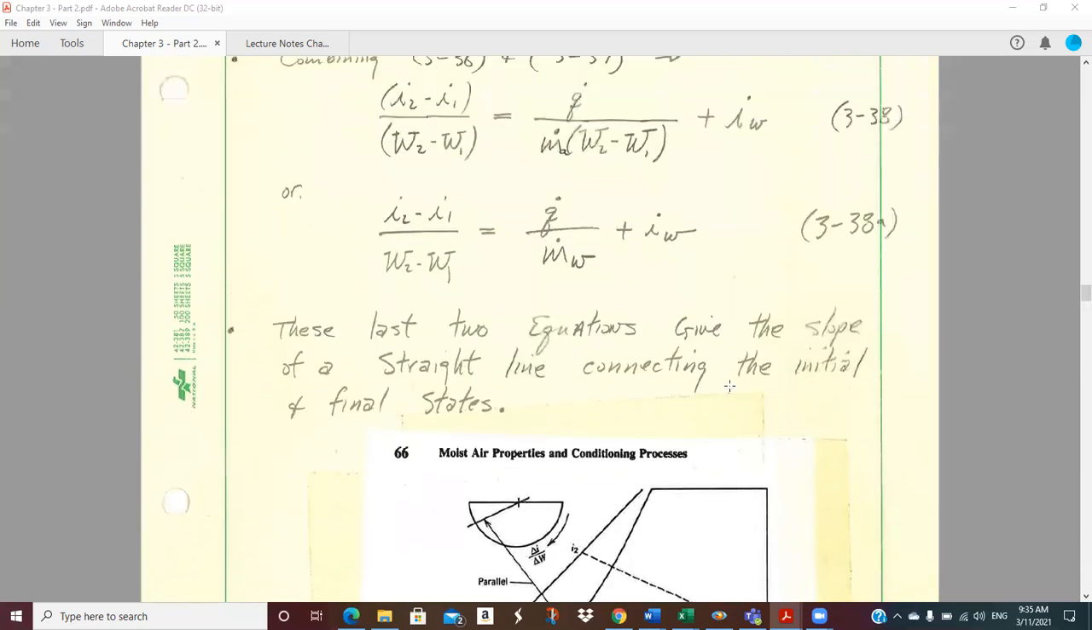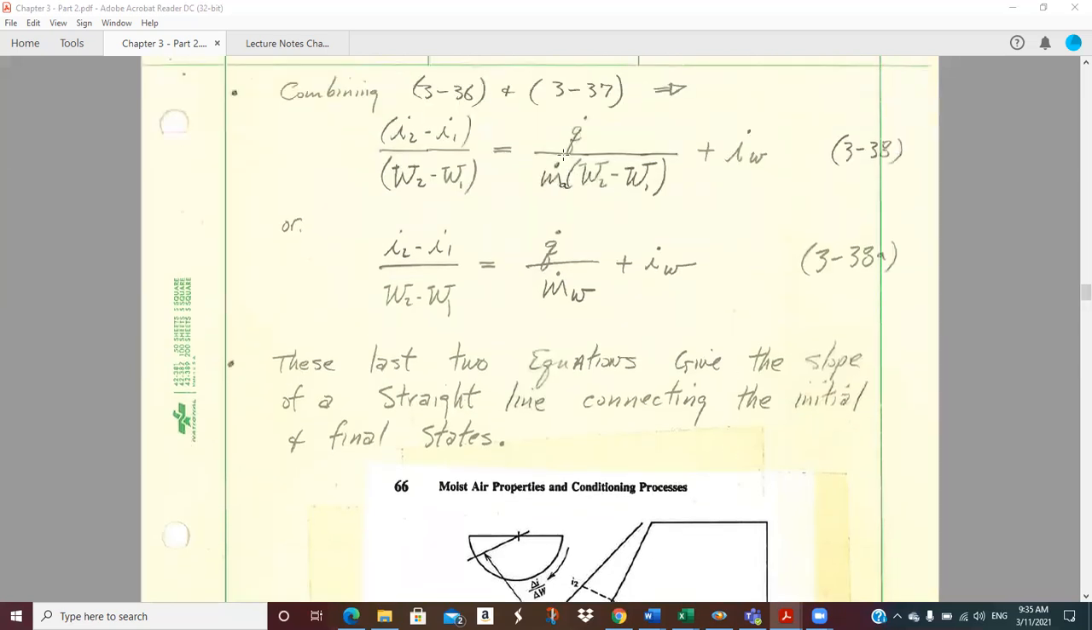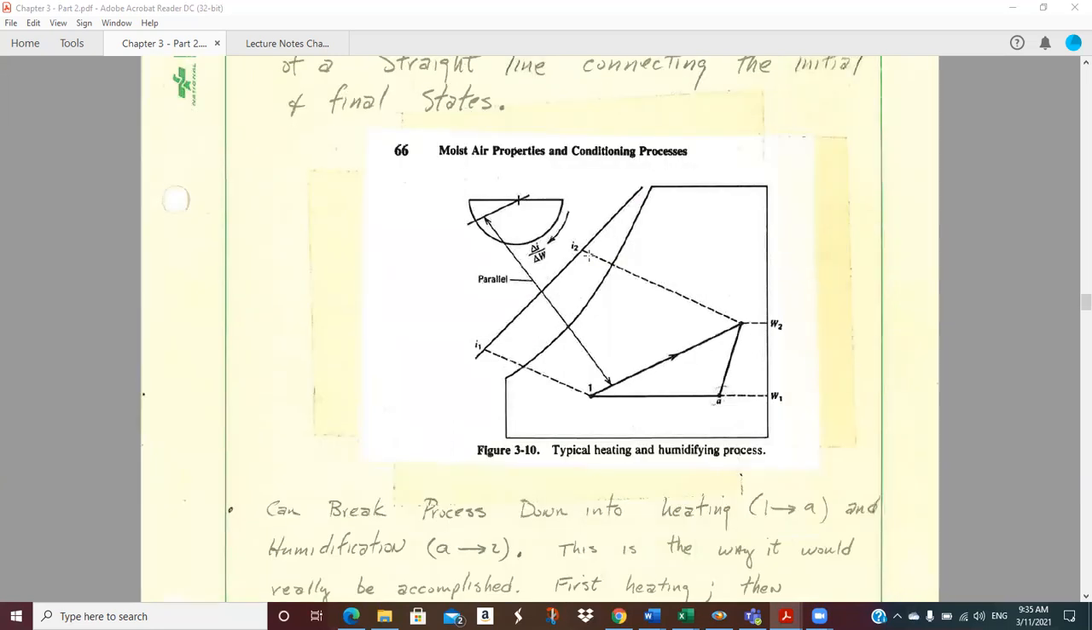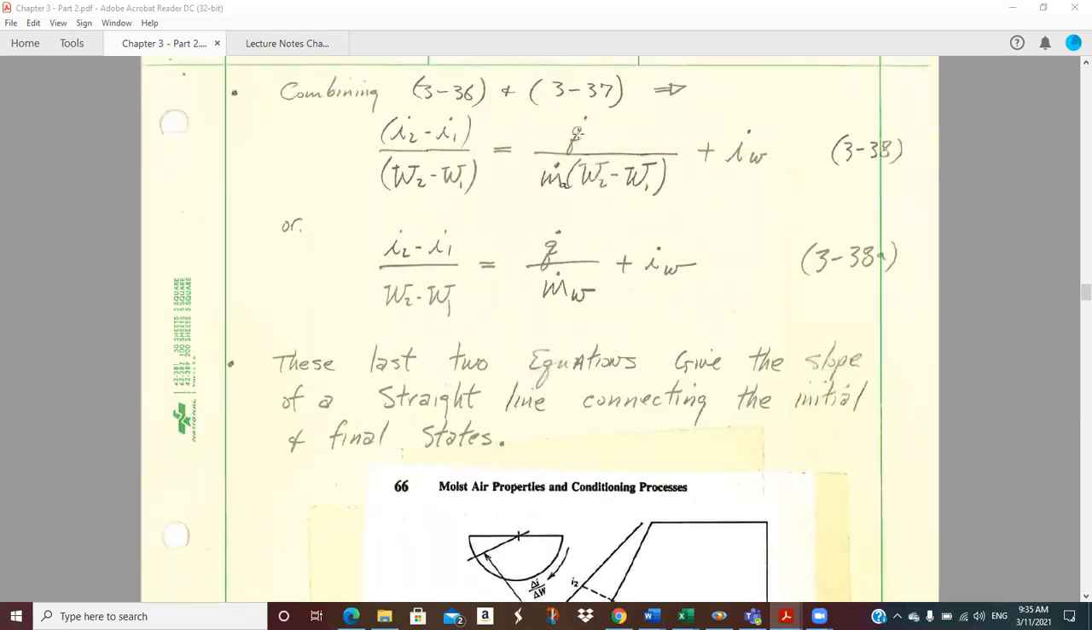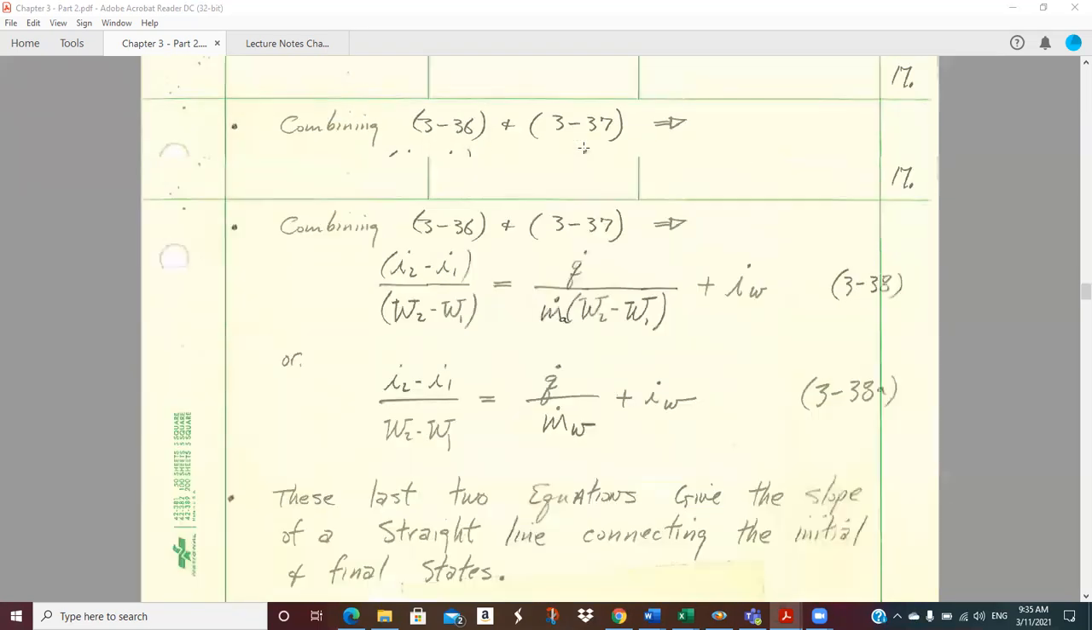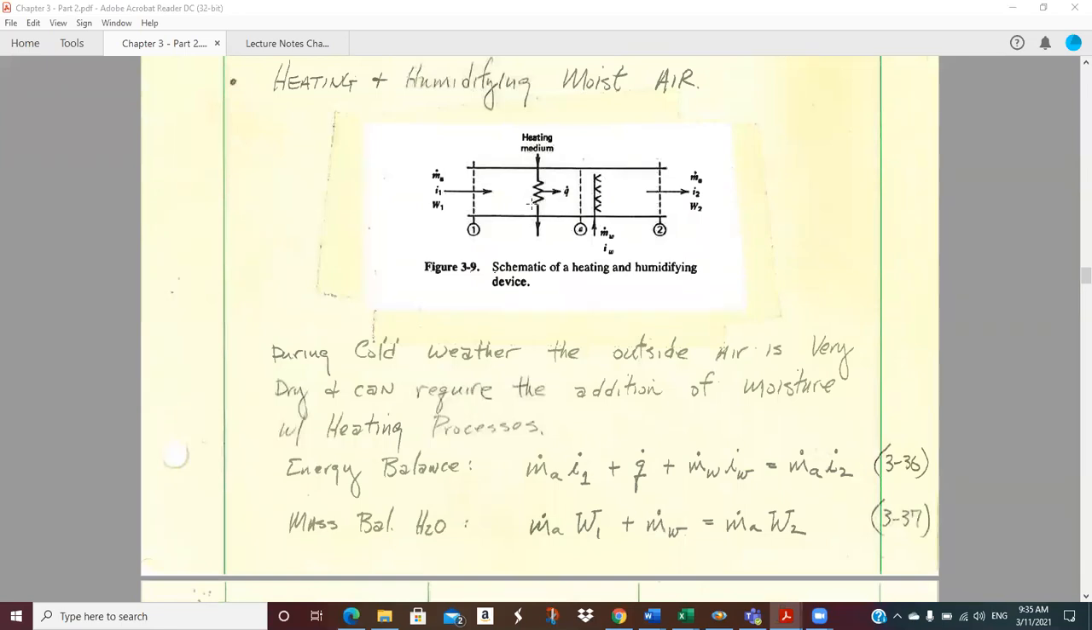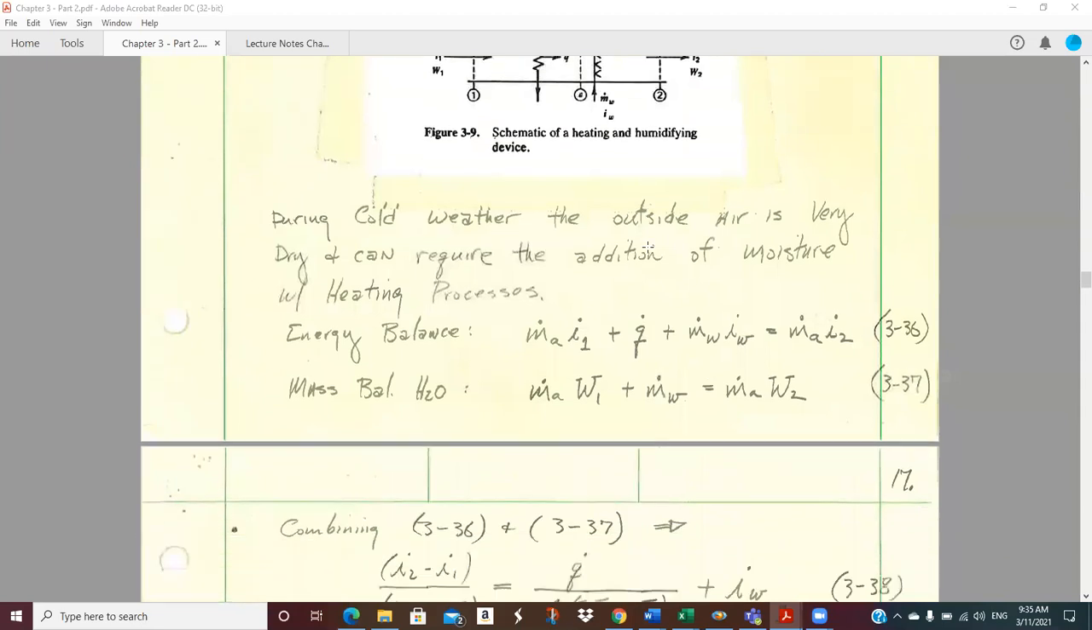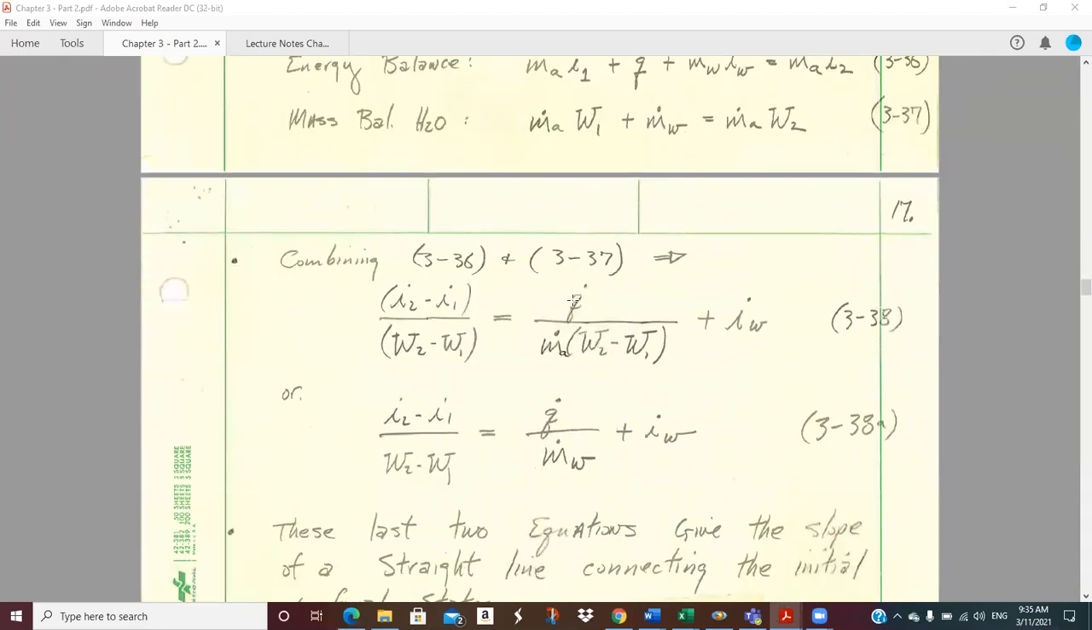I can also use this equation for the process from A to two, and I can simplify it because from A to two, that's just across the humidifier. There is no Q dot term from A to two, because if you look at your device, the Q has already happened. We've already added the heat. So if I want to use those equations, I certainly can. I need to simplify them by setting the Q dot term equal to zero. So it's going to give the same result.